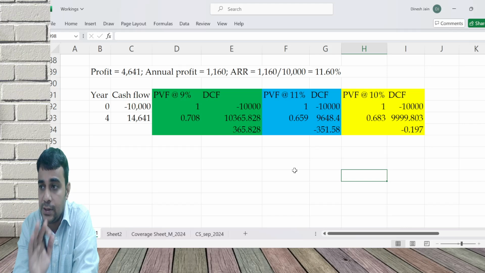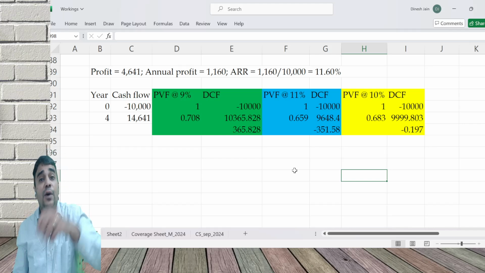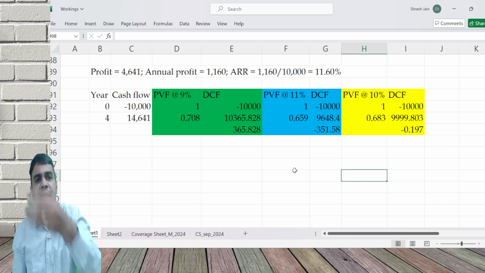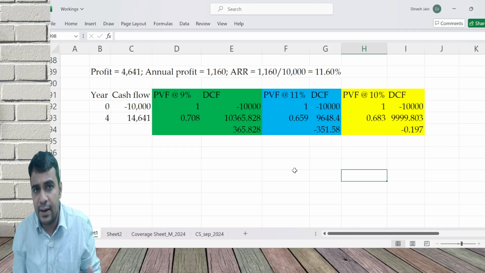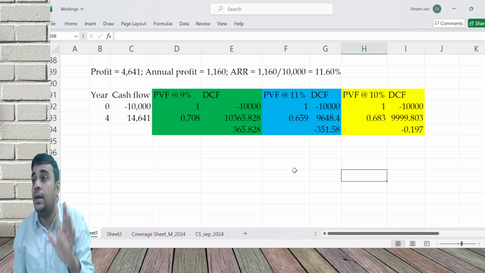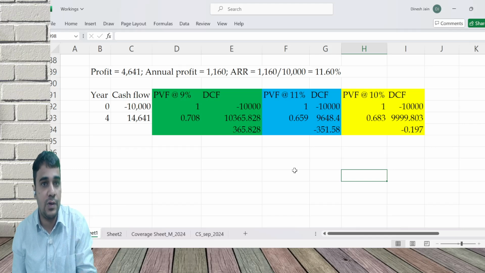I'll explain each of this. But our objective is to get one positive NPV and one negative NPV. If you get exact zero, very happy, that is the IRR, which will be a rare scenario. But otherwise, I need to start with some rate and get one positive and one negative.